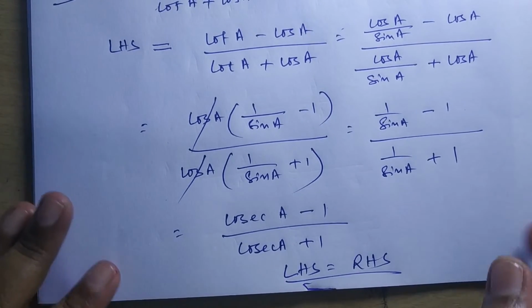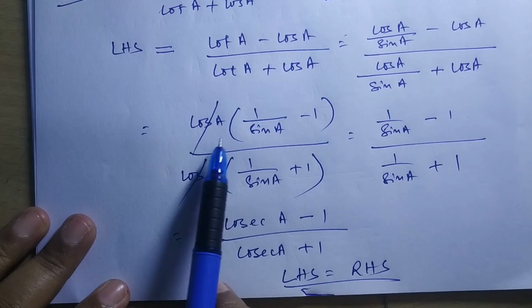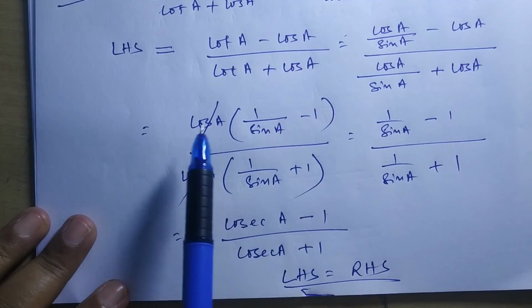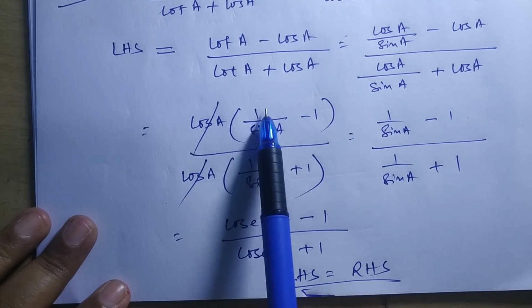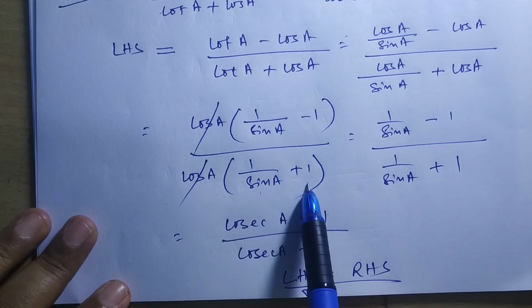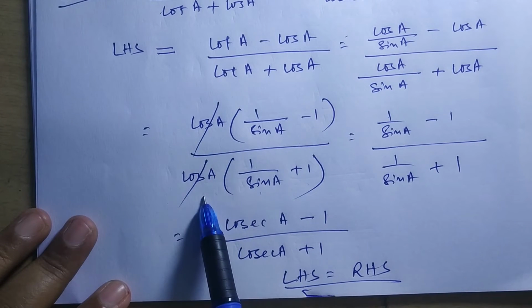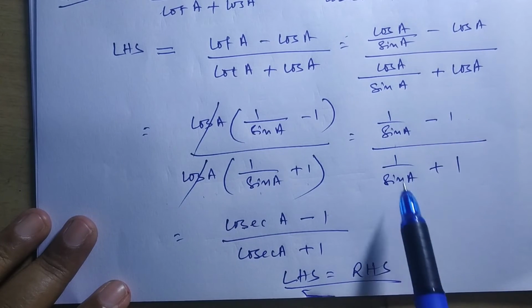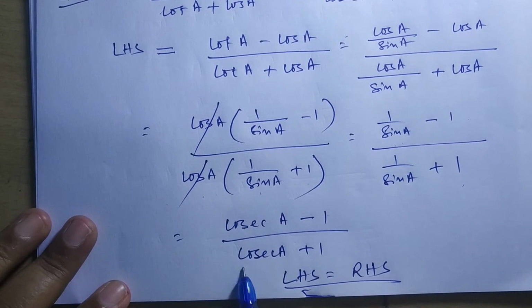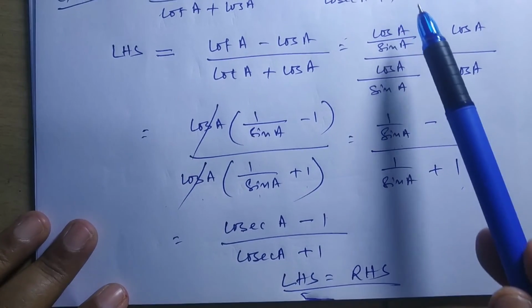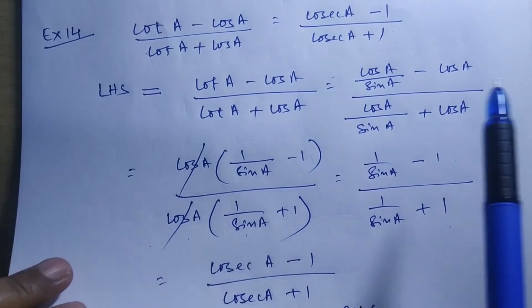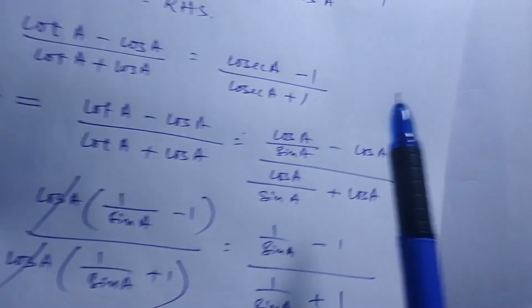Proved. Clear? See, what I had done here: I have taken cos A common. Then I'm left with 1 by sin A minus 1. Here also in the denominator, 1 by sin A plus 1. Cos A gets cancelled. What is 1 by sin A? It is cosec A. So this is what you had to prove in the question. So now LHS is equal to RHS. Proved now. This is example 14 over.